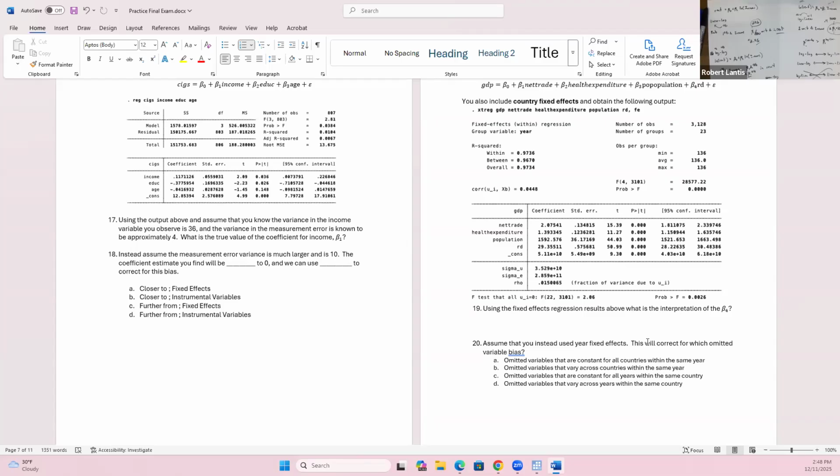What example did I use last class for this? If I look at the last 10 years, what is something that impacted all countries? COVID, right? It impacted every country within that time period. It was a shock in that year that impacted all countries. So that would be if we included year fixed effects. So there, it's not time invariance, it would be country invariance. It doesn't vary across the countries within those time frames.